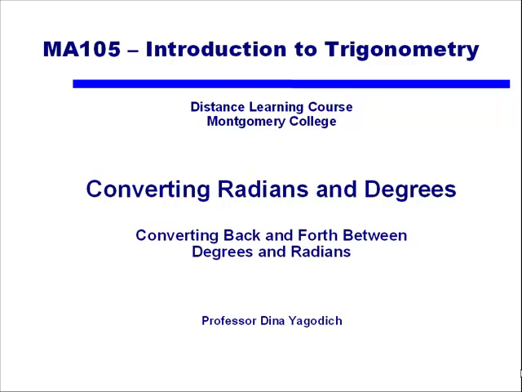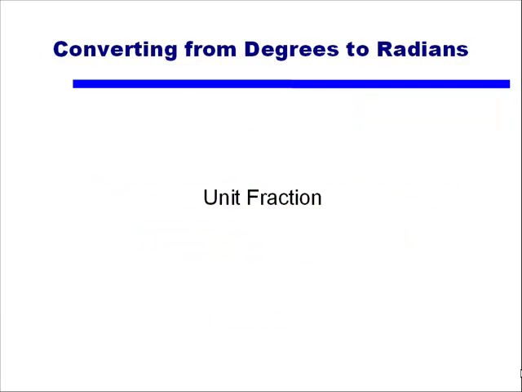In this video we're going to do some converting back and forth from radians into degrees and degrees into radians. To do this we're going to again rely on our unit fraction. This should remind you of when we were going back and forth between decimal degree and DMS form. This time our unit fraction will be dealing with radians to degrees.